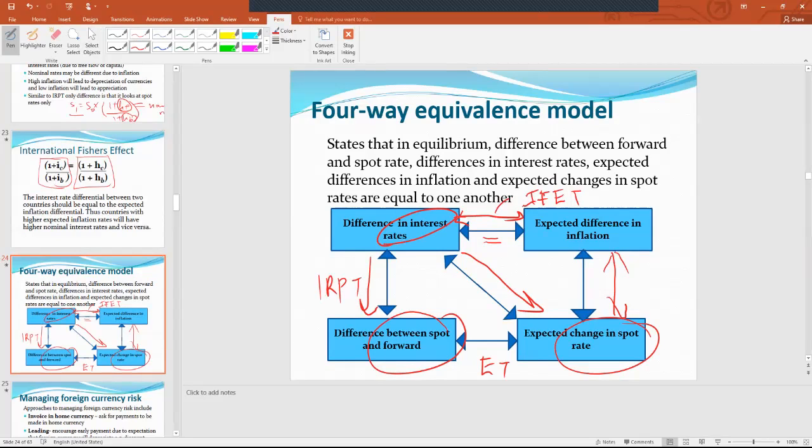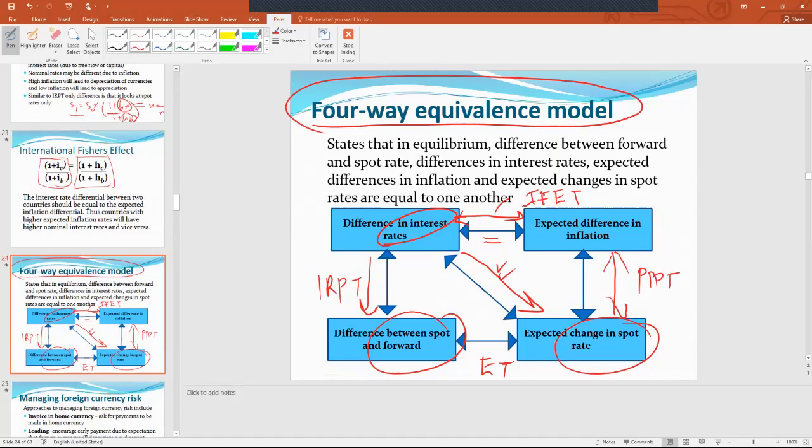The same applies even here. And this is the purchasing power parity theory. So all those four theories come into play here. We call it the four-way equivalence model. And I hope you're going to go through the question again. You see your examiner asking you to explain the four-way equivalence model.